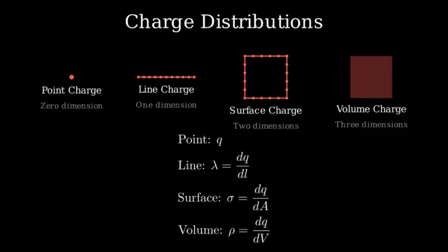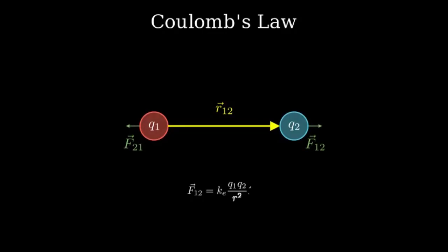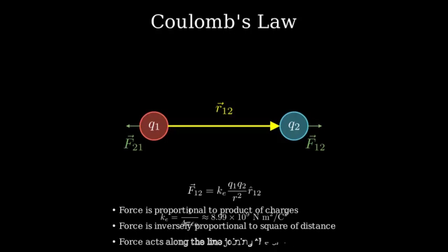Coulomb's law describes the electrostatic force between charged particles. The force is proportional to the product of charges, inversely proportional to the square of the distance, and acts along the line joining them. The constant Ke equals 1 over 4 pi epsilon 0, approximately 8.99 times 10 to the 9 Newton meter squared per coulomb squared.